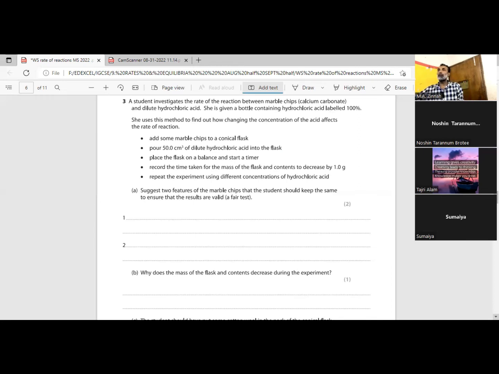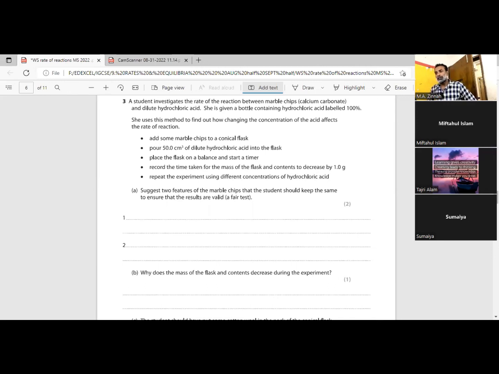Next question যাই। A student investigates the rate of the reaction between marble chips and dilute hydrochloric acid. You know, this is the experiment with very same reaction. Reaction is same na? You still get the reaction is same, right? Reaction same. She is given a bottle containing hydrochloric acid, label 100%. So acid যেটা দেওয়া হচ্ছে এটা 100% acid, পানি নাই, বুঝছো? পানি, no water is there.